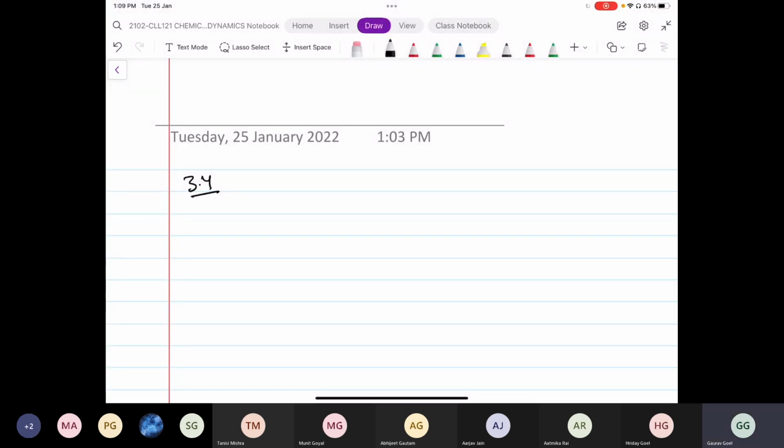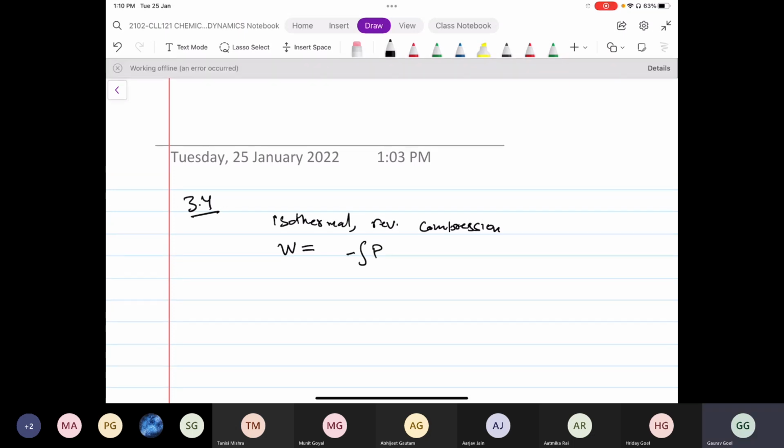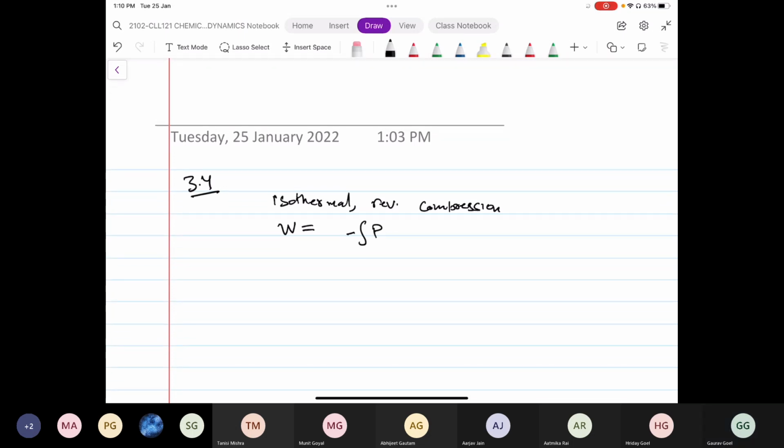Anyways, we'll just discuss a few problem solving details. This process is given to be isothermal reversible compression. The first two are the important keywords. They are asking you to calculate work, and because the process is reversible, I can use this expression.